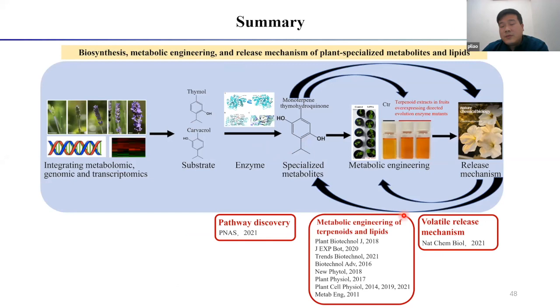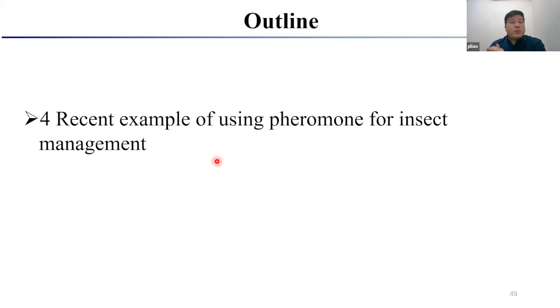I think we evolved in the pathway discovery and we also do metabolic engineering of the terpenoids and the lipids. And finally, we also investigated the volatile release mechanisms. I also want to talk a little bit about some recent examples of using hormones for insect management.